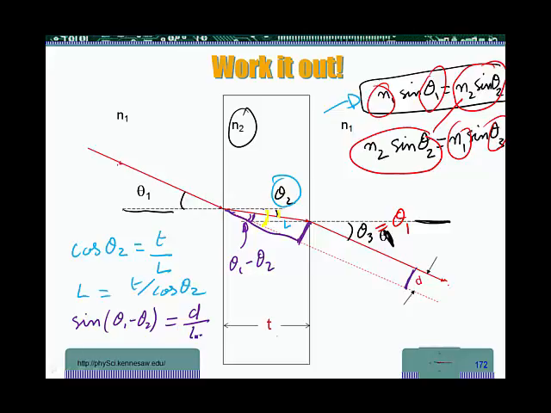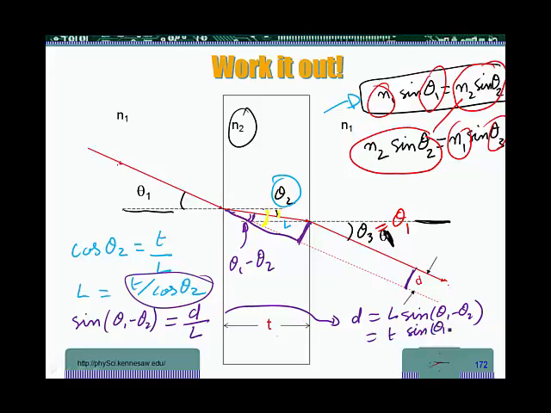So if I'm trying to find D, I'm going to continue here. So D is going to be L sine of theta 1 minus theta 2, which is equal, replacing L by its value here, to t sine of theta 1 minus theta 2 over cosine of theta 2. So we have it all. Okay, that's a good exercise.